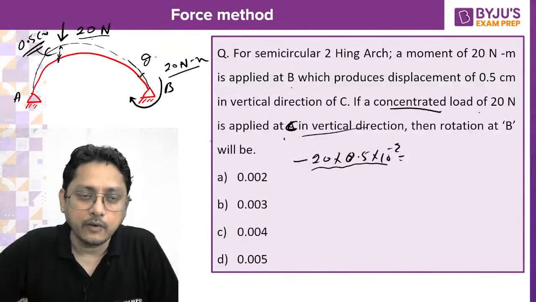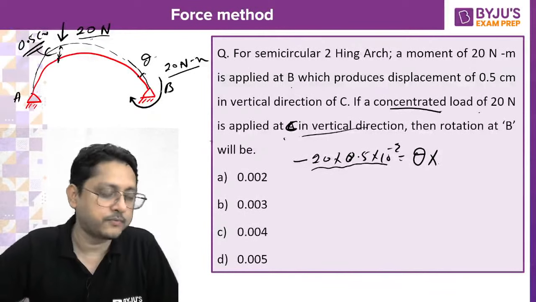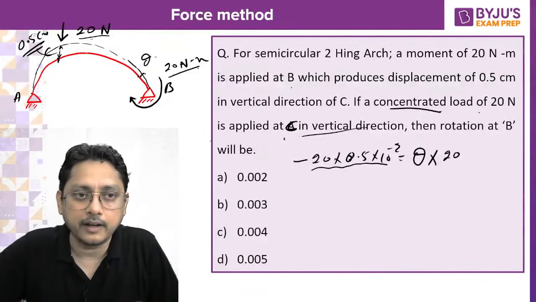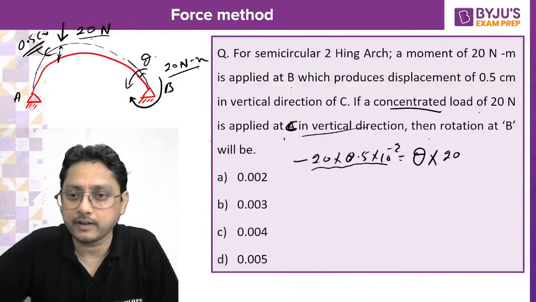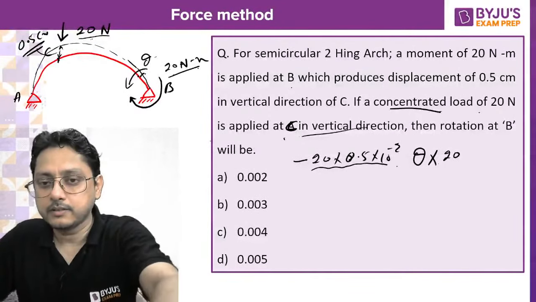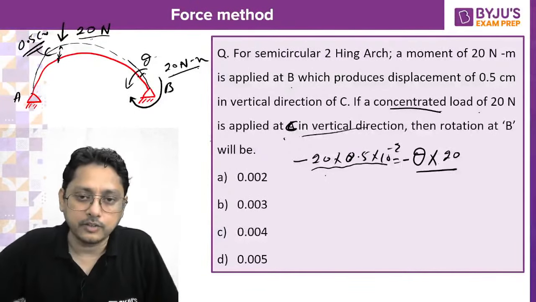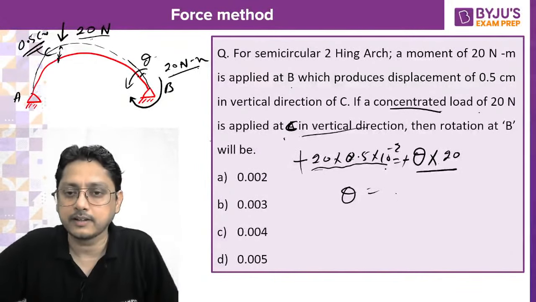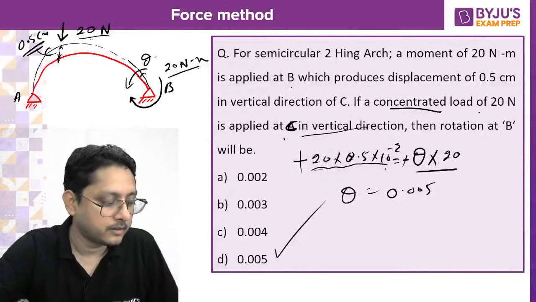Then the theta produced by 20 Newton is multiplied with the other system of load, that is 20 Newton meter. Here also you are applying the moment, and due to the 20 Newton, the orientation will be opposite, so once again you apply a minus sign. So you get minus theta into 20. This is also your virtual work done. From here, calculate theta. 20 will get cancelled, minus minus also will get cancelled, and you get 0.005 radian. That's all. 0.005 radian.